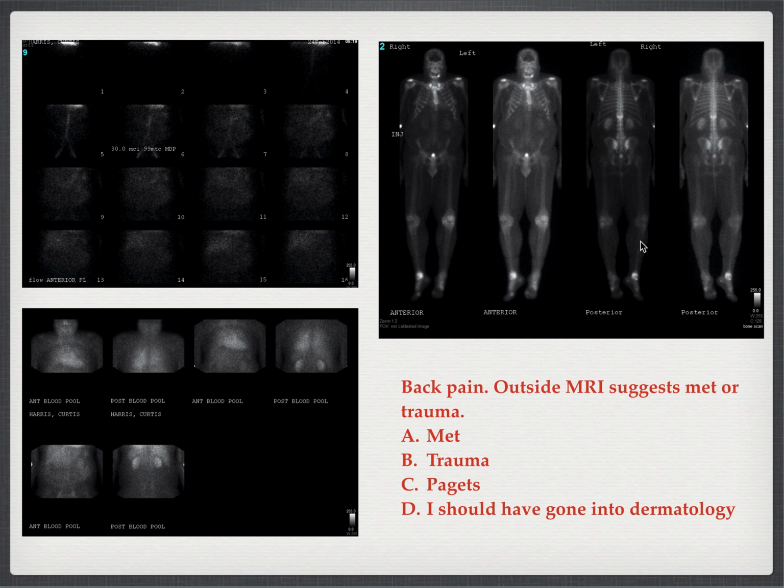All right, so this is fortunately a very rare application of a bone scan these days. We have an outside MRI that suggests presence of a MET or trauma in the spine, and the clinician asked us to do this three-phase bone scan to differentiate. So I'm going to ask you to look at it and tell me, is this A, MET, B, trauma, C, Paget's, or D, I should have gone into dermatology.